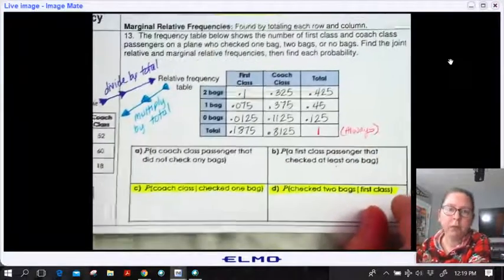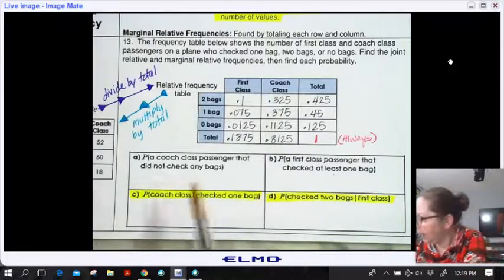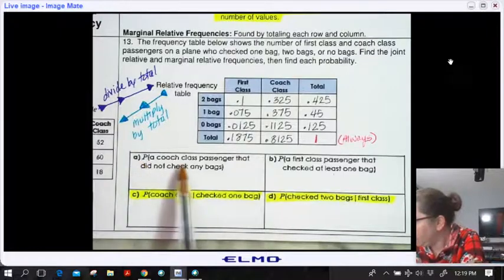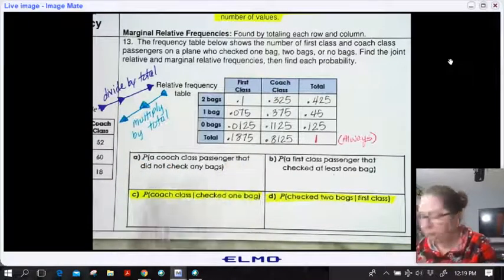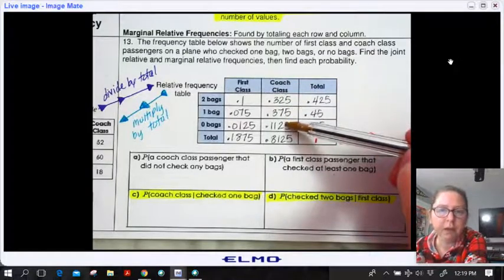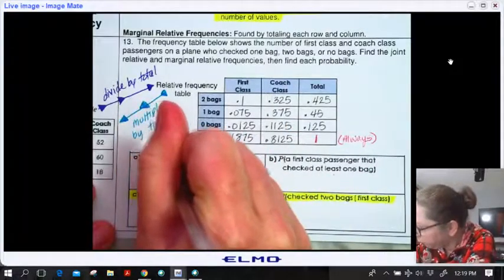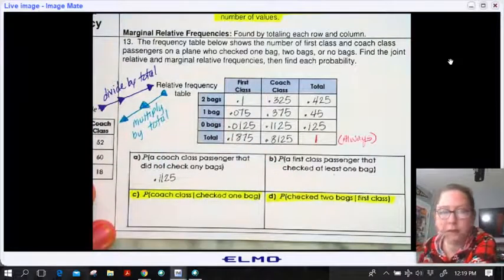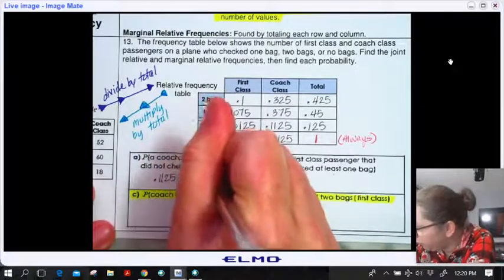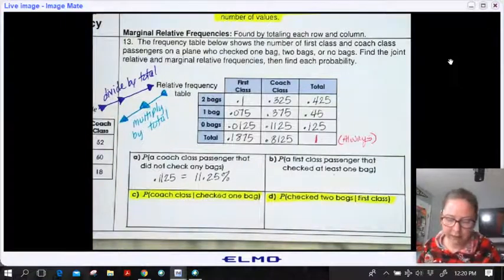All right, so now let's bring this in to talking about the probabilities that we have been discussing today. So, part A. What is the probability that a coach passenger did not check any bags? So I'm going to go to coach and I'm going to look for 0 bags. And there it is, 0.1125. And I want to convert this to a percent. So this is going to be 11.25%. All right, so that is A.